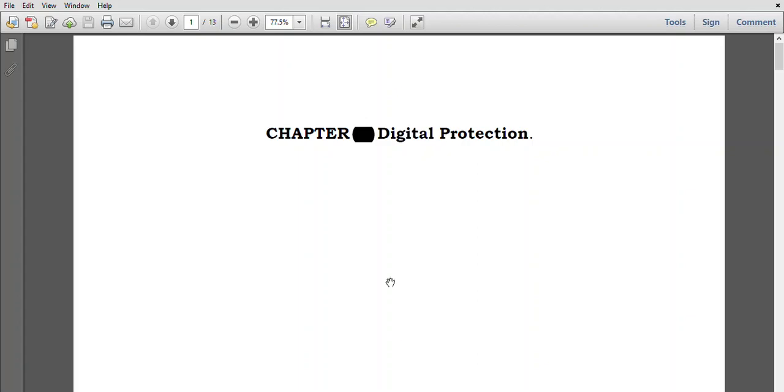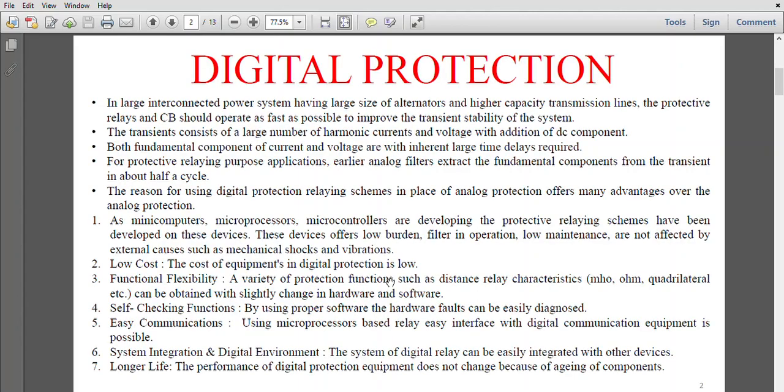Hello everyone. The topic which we are going to cover in this video lecture is digital protection. It will include subtopics like what is digital protection, what is a digital protective relay, and components of a digital protective relay, including the block diagram and its operation. Starting with what is digital protection.